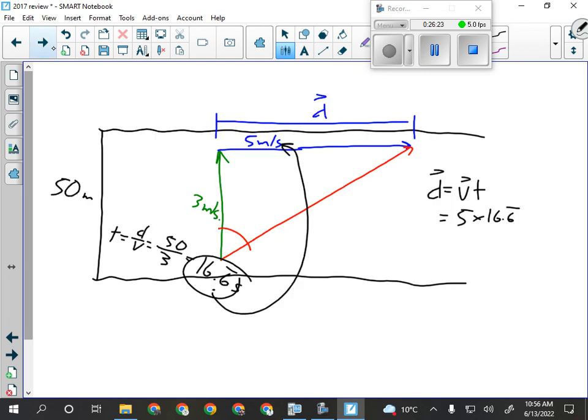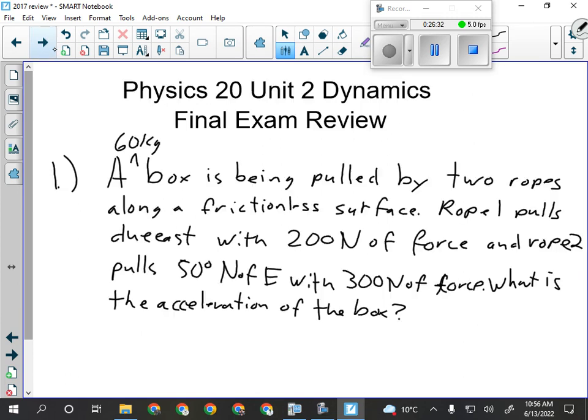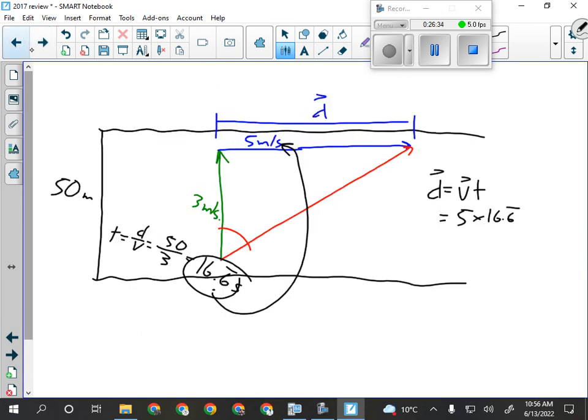Oh, there was a boat question. Somebody asked about a boat question, but we'll skip it because I'm not putting a boat question on there. No, that's a different unit entirely. And then we've got dynamics after that. Okay, so what else would we like to go over?